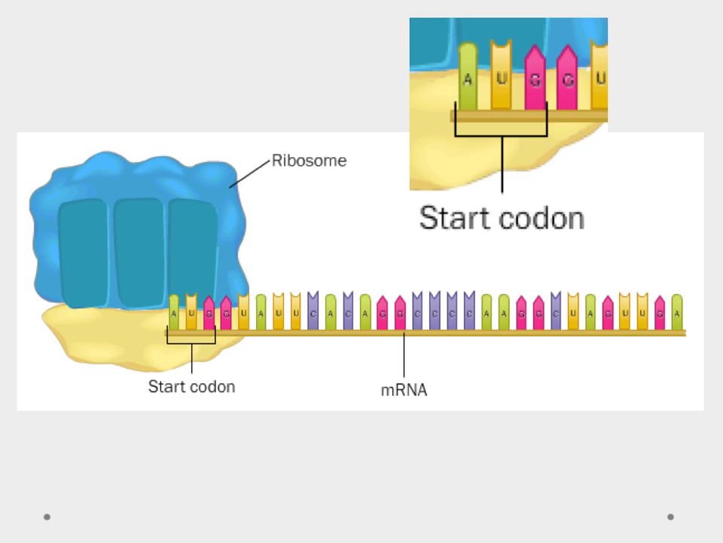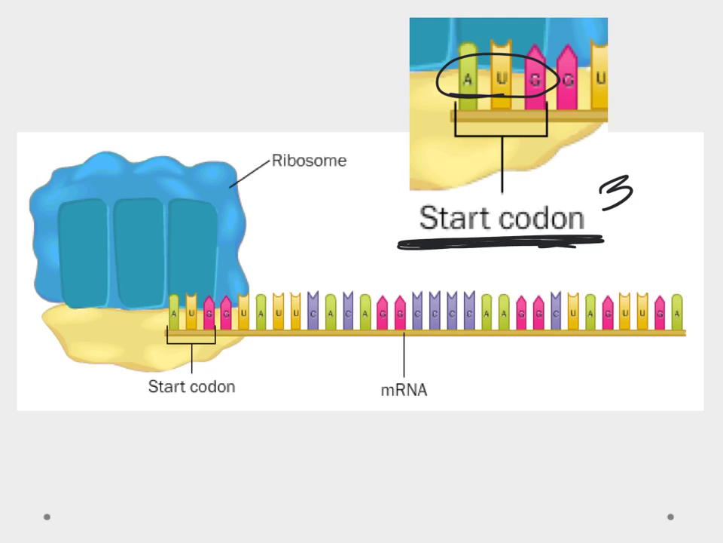Now, all of our proteins will start with a start codon. And remember, the codon is our 3 bases. Okay, it's a little system like that. So those 3 bases will come together. The start codon for all of the proteins is going to be this one right here, this adenine, uracil, guanine.